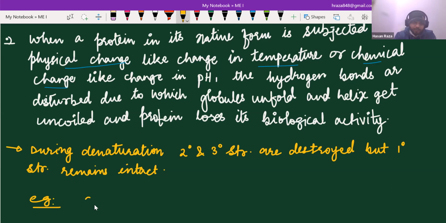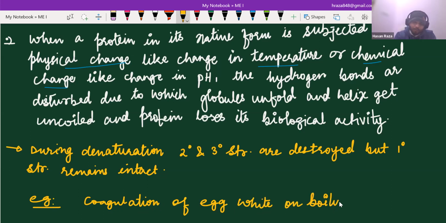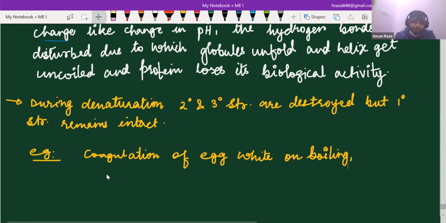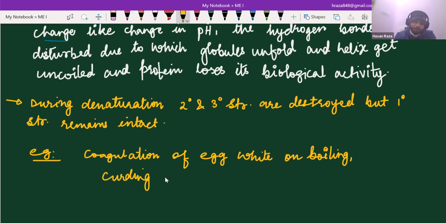We can take an example of coagulation of egg white on boiling, or you can take another example, that is curding of milk. I think it's easy, right? So please do write it. Then we are going to talk about nucleic acid.